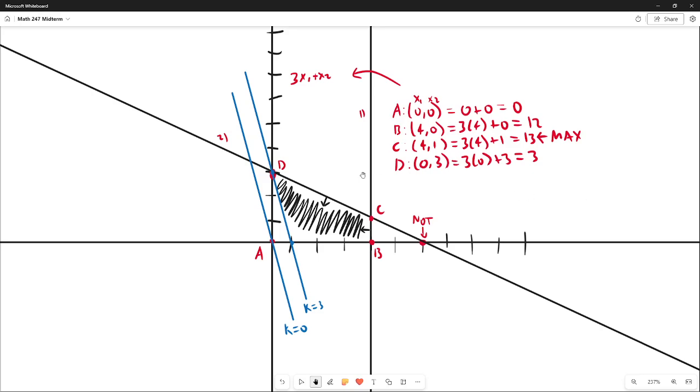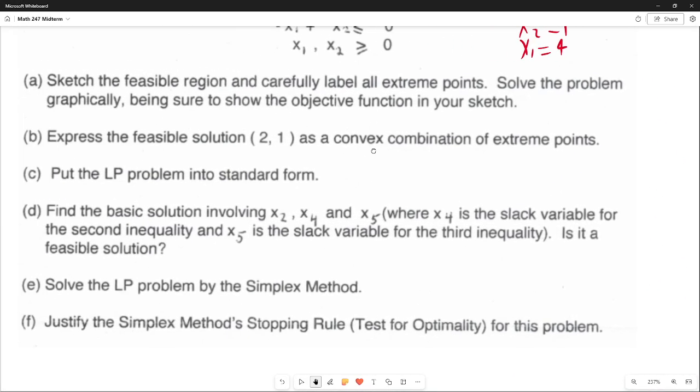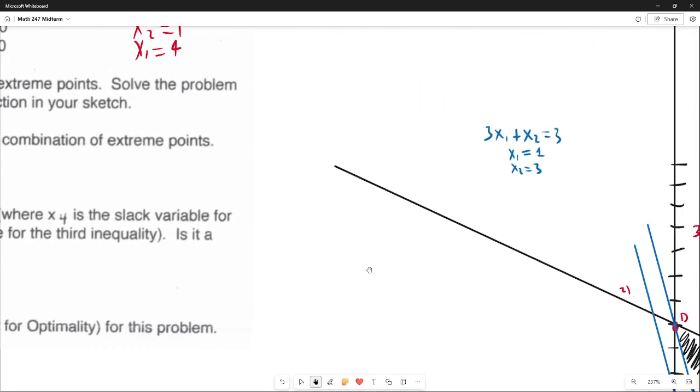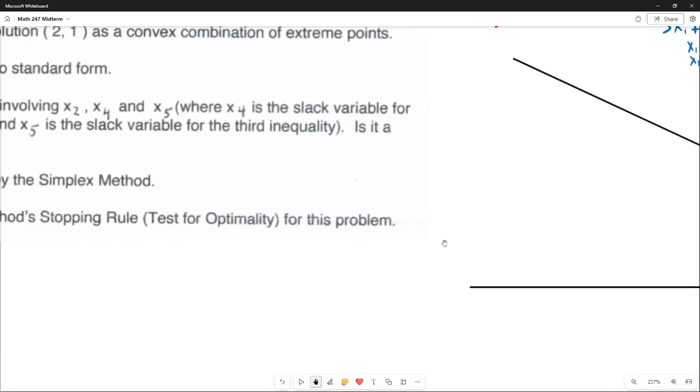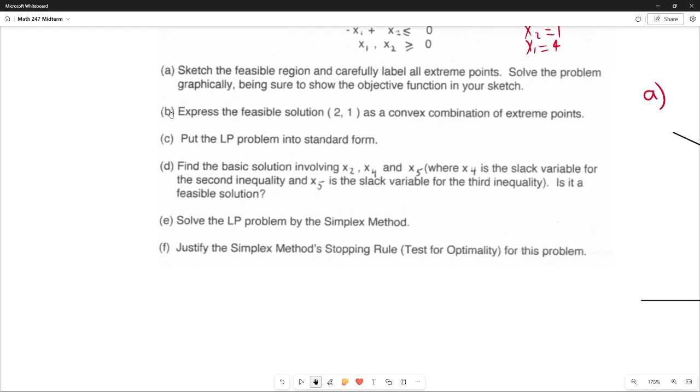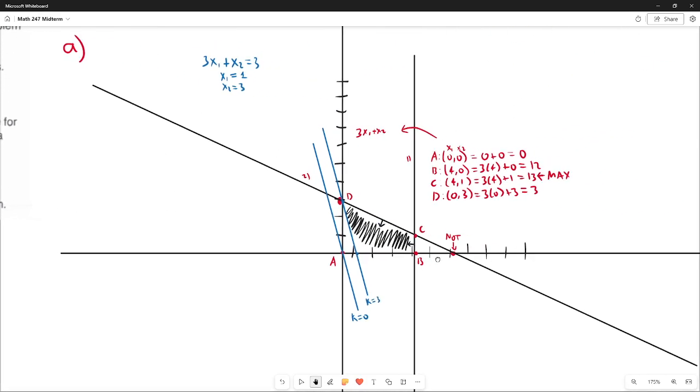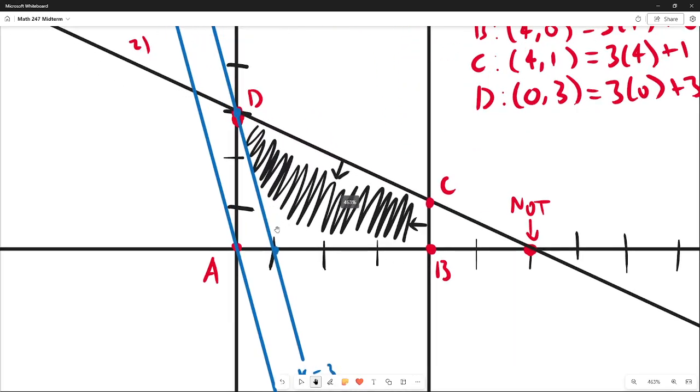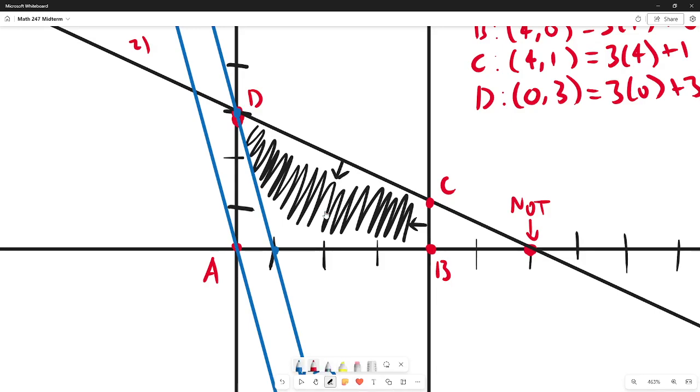So now we can move on to B. Actually, I'll put a, this was part A. Hold on. This was part A. And now B says to express the feasible solution (2, 1) as a convex combination of the extreme points. Well, let's see. Where's (2, 1)? 1, 2, 1. So (2, 1) is right here.